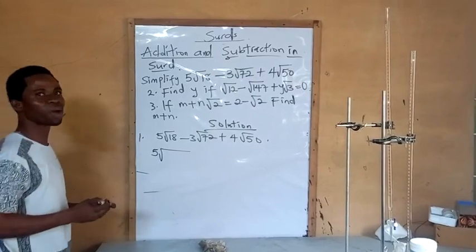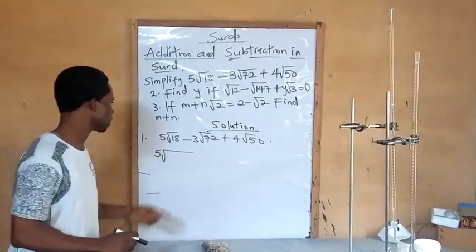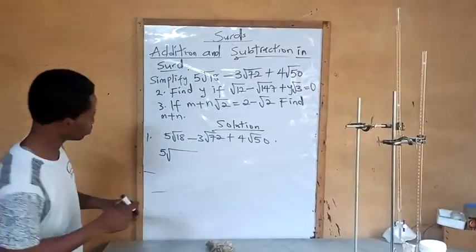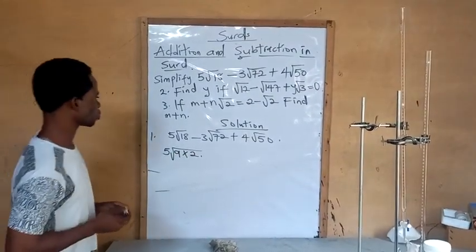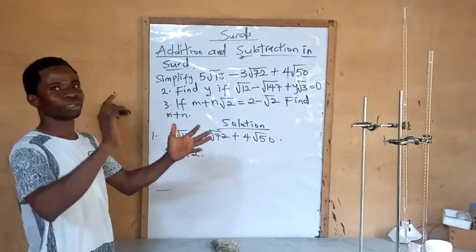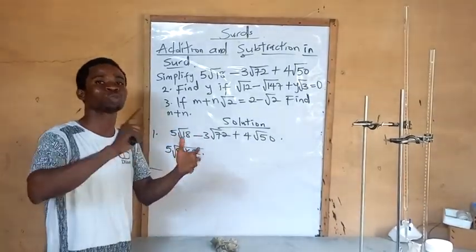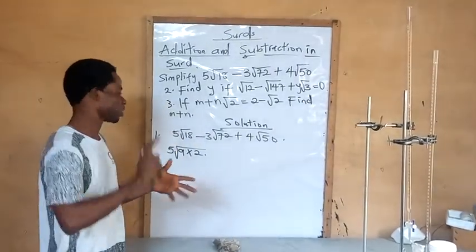What are the two numbers that when I multiply together, they will give me 18? That is 9 times 2. I told you it's not only 9 times 2. 6 times 3 also will give me 18. You can also use 6 times 3. You arrive at the same answer.